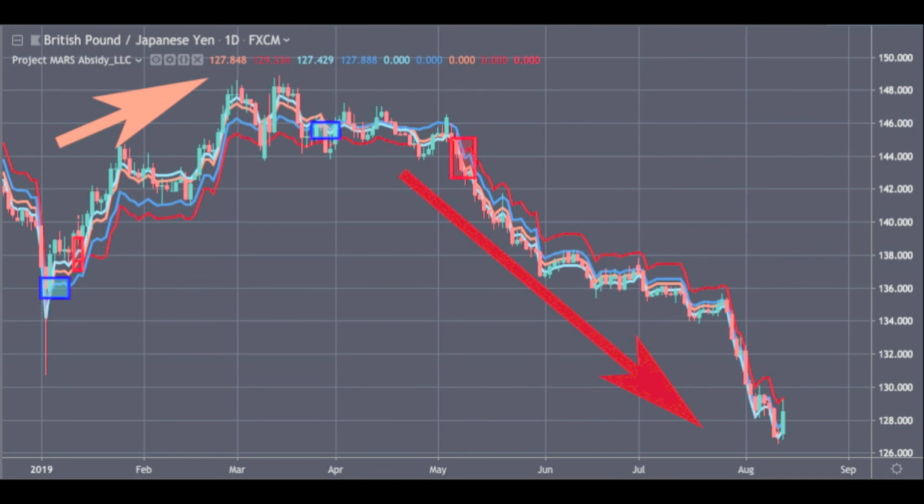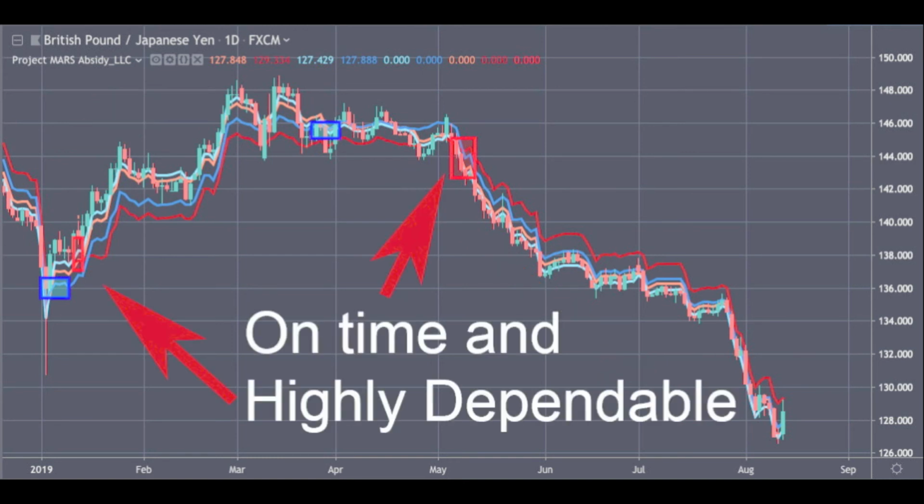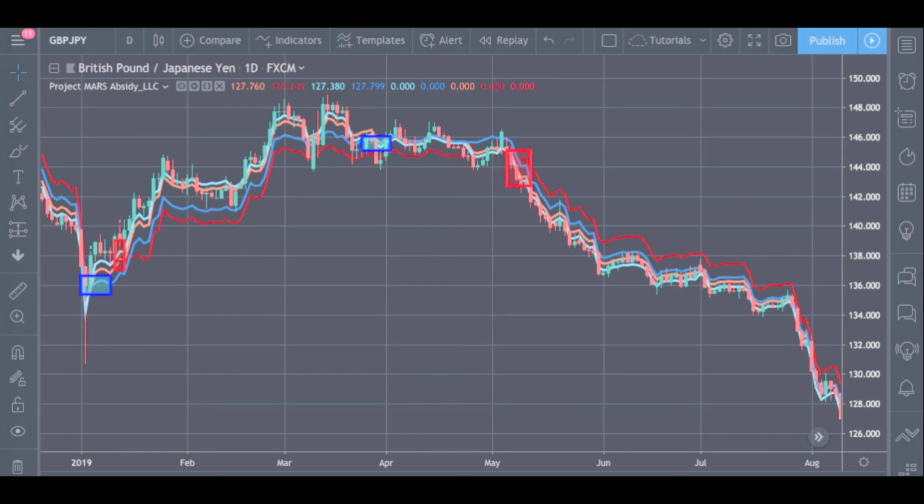The red lines, on the other hand, wait for the trend to emerge. They typically show up a little later, but they're on time when their signal appears, and they're highly dependable because they're already confirming the trend that is now taking place. And now you may be thinking, that's great. All I need to know is when the crossovers happen.